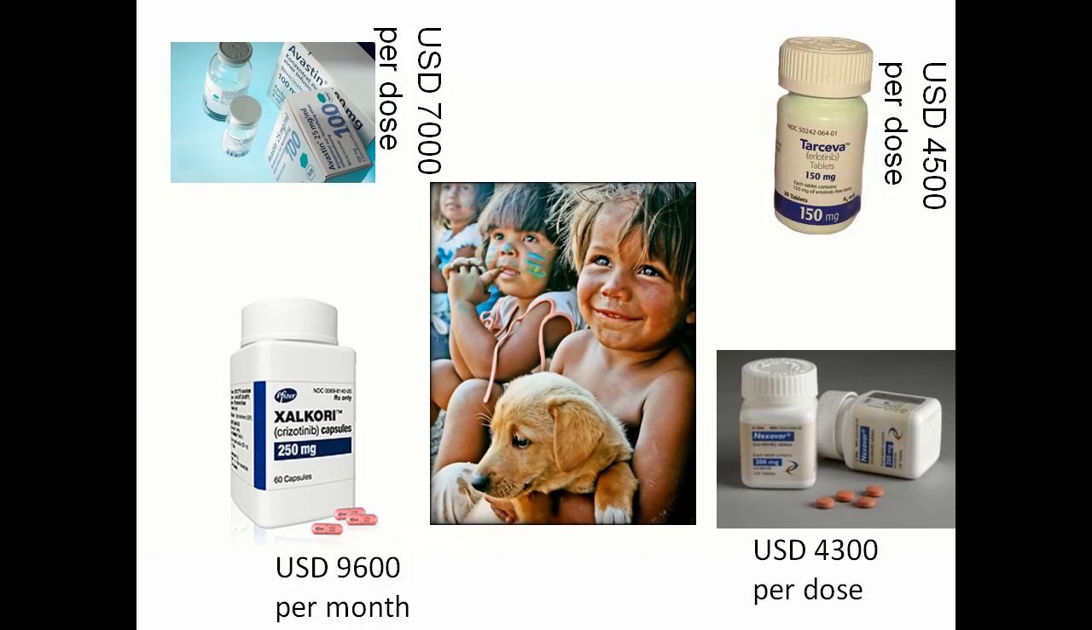Just to give you a few more examples of what treatments might cost, these are the average US dollar prices for drugs that have been discovered in the West, available in the West, and you have to get them. Avastin, $7,000 per dose. Tarceva, $4,500 per dose. Xalkori, a new drug against non-small cell lung cancer, $9,600 per month. Nexavar, $4,300 per dose. And really, what are we looking at?